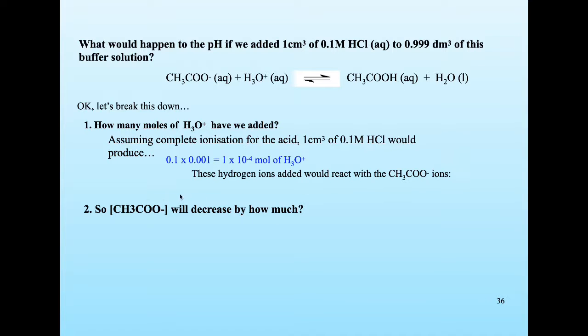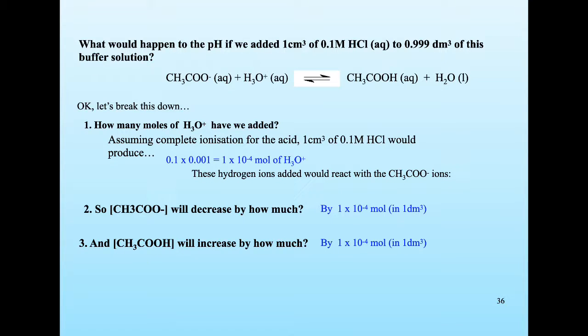So in that case, if those ethanoate ions are reacting, then their concentration will decrease. By how much? Well, by that much, the same amount. Okay, so if they've reacted with the oxonium ions, their concentration has decreased by that much. They've made ethanoic acid. So the ethanoic acid concentration has increased. By how much? By the same amount. Okay? This is what the buffer solution's done. It's reacted with the oxonium ions. It's soaked them up.